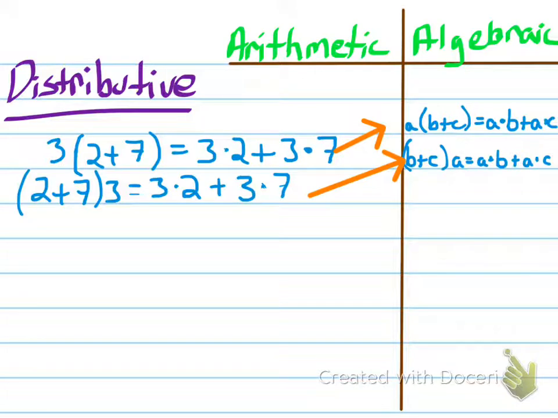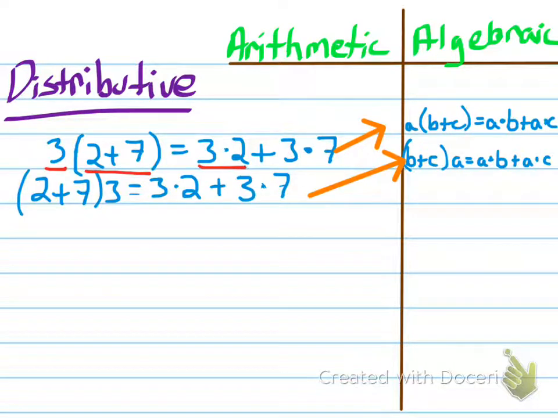Distributive property. This is key. You must know this. This is how the distributive property looks. If I do 3 times (2 plus 7), when we do PEMDAS, which we talked about yesterday, we do the inside of the parentheses first, which is 2 plus 7, which is what? Yeah, it's 9. 3 times 9 is 27. Well, what the distributive property is allowing you to do is go ahead and multiply the 3 before we do the inside of the parentheses.